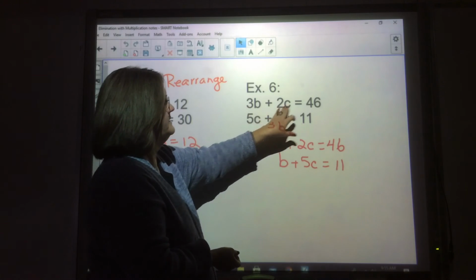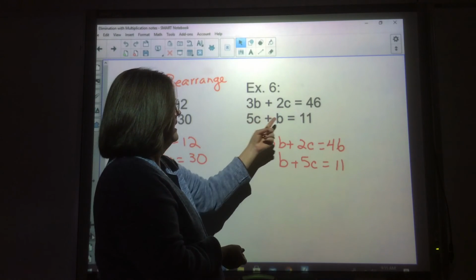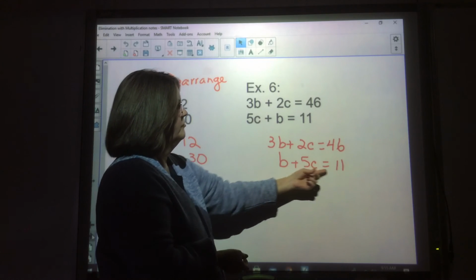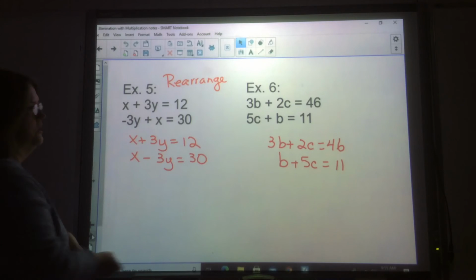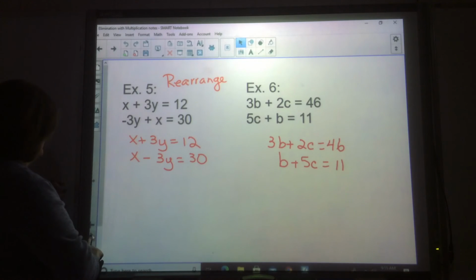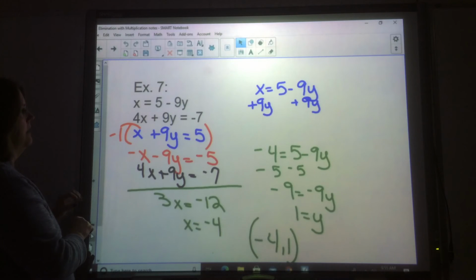And we have B and C and number. We need to go B and C and number here. So just rearrange it and then go through the motions of doing whatever you need to do to cancel out one of the variables.